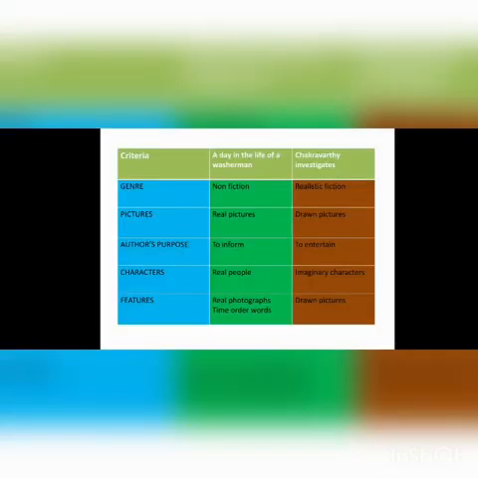Now let us compare the two lessons, that is A Day in the Life of a Washerman and Chakravarti Investigates. We're going to compare it. So first, let's take the genre of the lesson. What type of lesson is it?